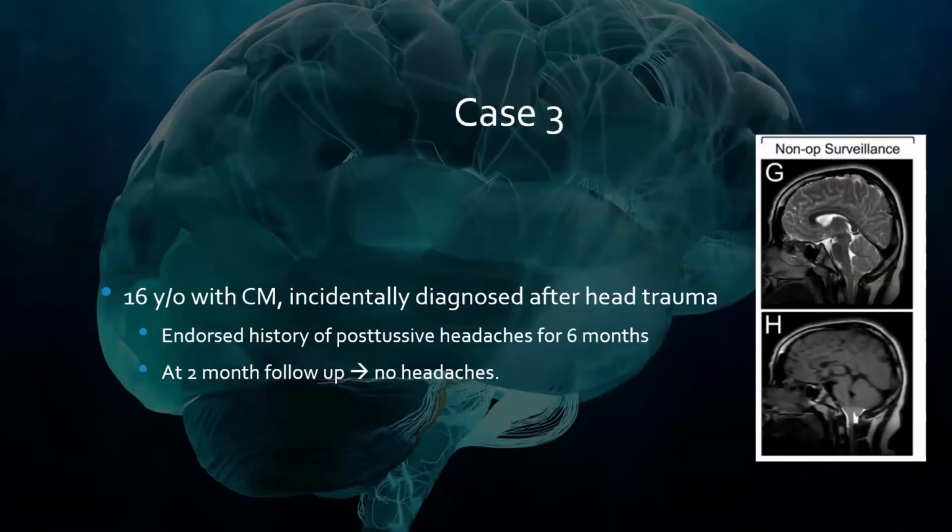And then case 3 is a 16-year-old with a Chiari incidentally diagnosed after head trauma imaging. He did state that there was a history of headaches for about 6 months, but given that there seemed to be good flow around the foramen magnum, the decision was made to observe. When he followed up in clinic, there were no headaches several months later. So again, just some nice case examples of how this has been helpful. And my understanding is they're easier to acquire and interpret than the cine phase contrast.